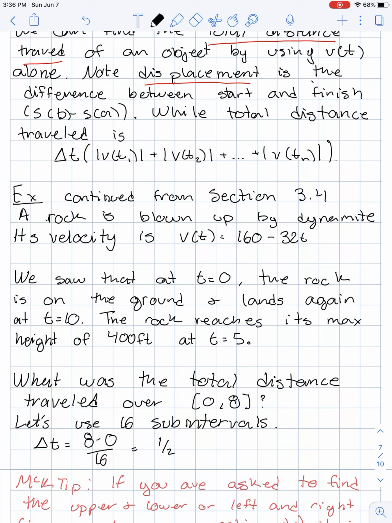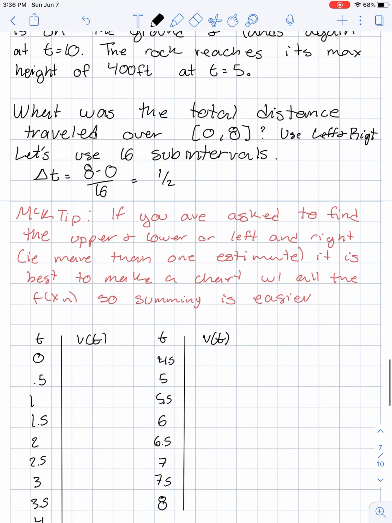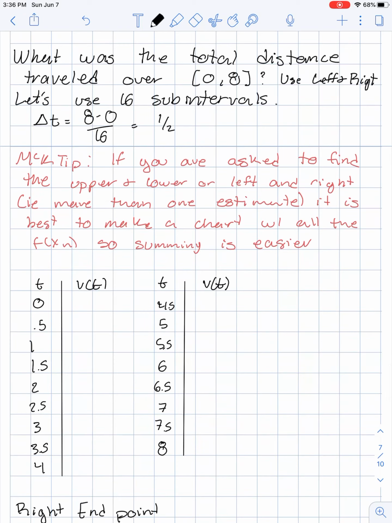I'm gonna write that, use left and right. So when you're asked to do more than one estimate, like upper and lower or left and right, it's best to make a chart with all your function values, so summing is a lot easier. So here's my little chart. I haven't gotten to plugging in all those numbers yet.